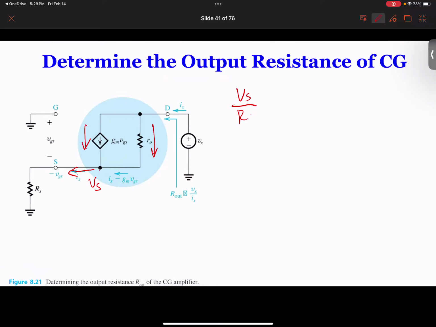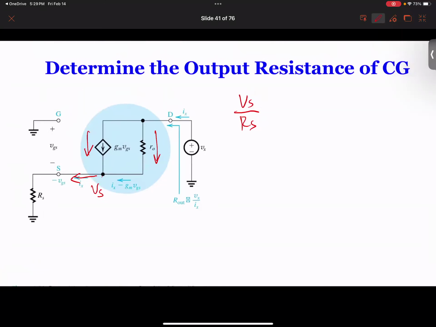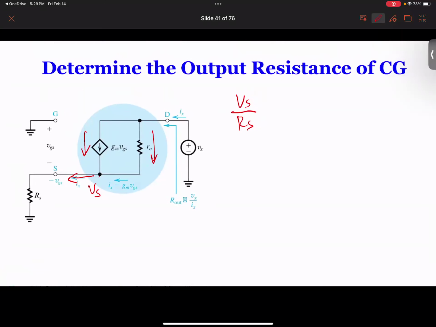So Vs over Rs is the current going to the left. It's going to be equal to Gm times VGS, which is the current flowing down, and another current, which will be Vx minus Vs divided by Ro. So that's the nodal equation at this point. Vs divided by Rs gives you the current here, this current here, and this current is going to be Vx minus Vs divided by Ro. So we get the current in this branch.